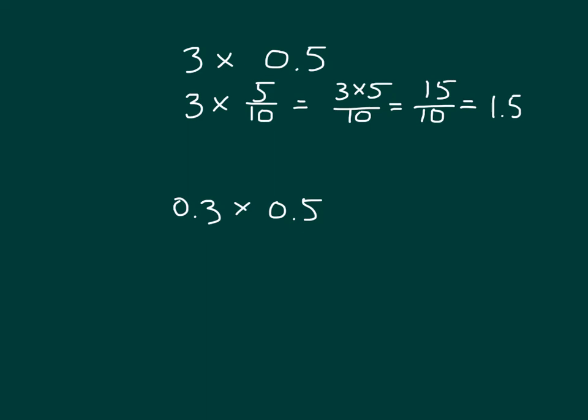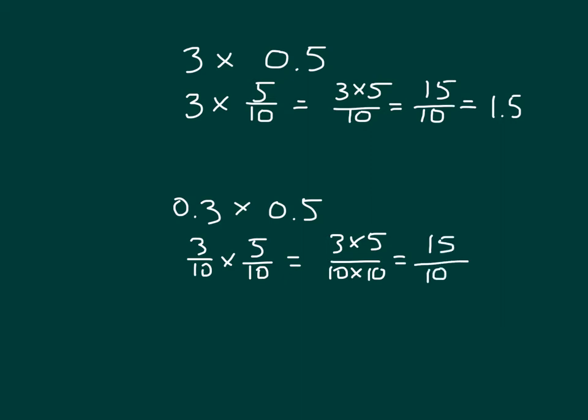Let's work through this next one here. That's 3/10, write it as fractions, times 5/10. And our next step here is 3 times 5 over 10 times 10. 3 times 5 is 15. 10 times 10 is 100. And then in this case, you have 15/100ths. And writing 15/100ths as a decimal, that's 0.15.